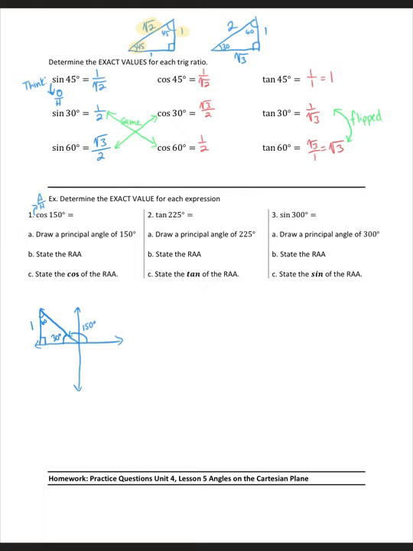We're looking at our x values here. So my x is going to be a negative radical 3 because we're on our negative x-axis. And then our hypotenuse is always positive. So that's still going to be 2 because that's that special triangle we looked at.